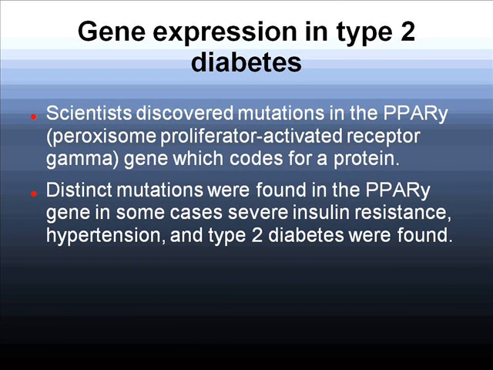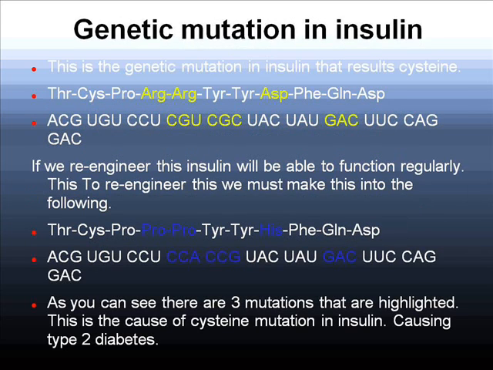Distinct mutations were found in the PPARG gene. In some cases, severe insulin resistance, hypertension, and type 2 diabetes were found. Gene mutation in insulin. As you can see, there are three mutations that are highlighted. This is caused by a cytidine mutation in insulin.